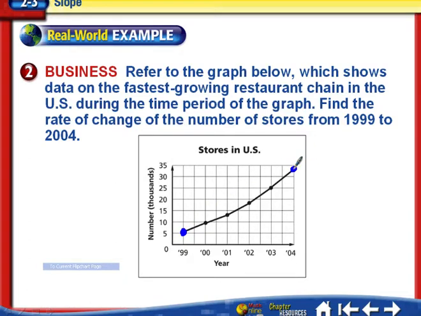Now you can see this graph is not exactly linear. It's close to having a linear trend, but it's not exact. So when we're doing this, we're just going to find the rate of change of these 2 years, so it's going to average out to be a linear slope.